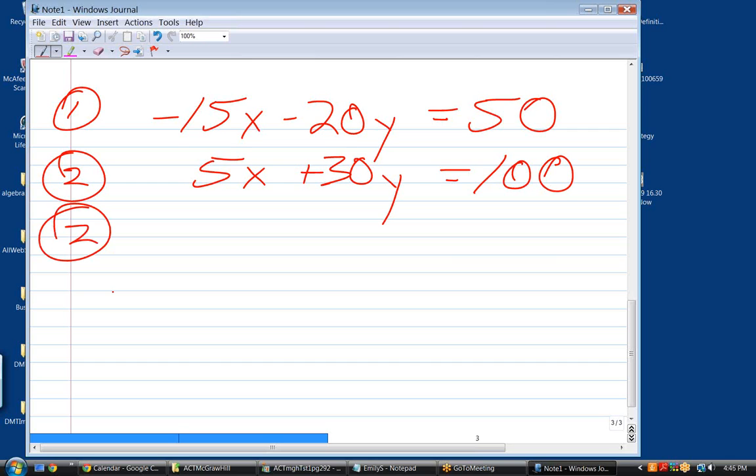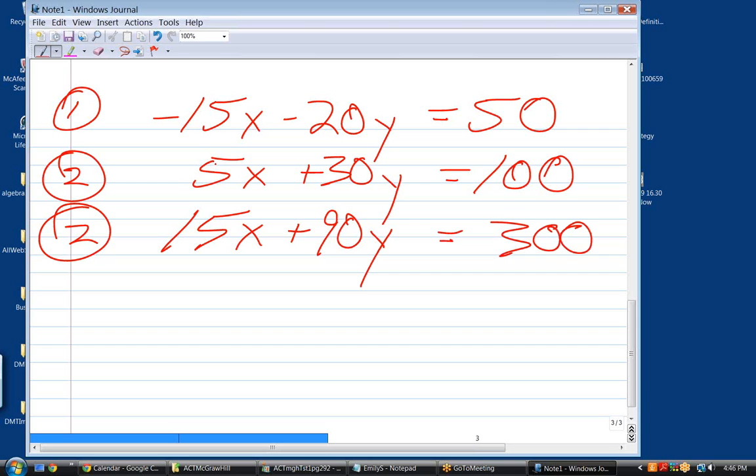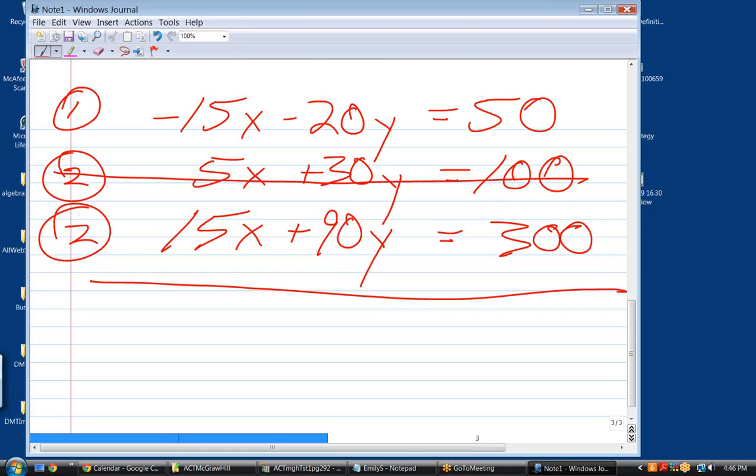I'm going to relabel it 2, and it now becomes 15x. You have to multiply every piece and both sides. So that's our new equation 2. Now, how do we eliminate a variable? We add them together. Okay, what do we get?